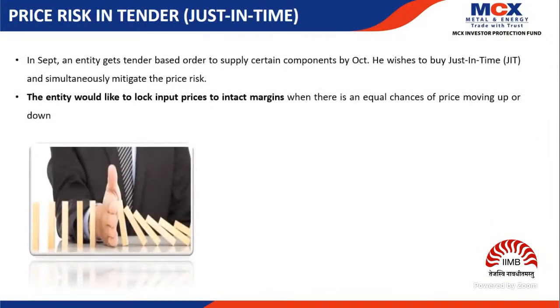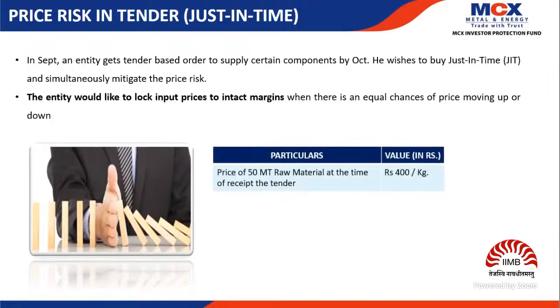Let's say in the month of September, I'll take the example of Ramesh and Suresh. Ramesh is a base metal dealer, and Suresh comes to Ramesh's office and says, boss, I want 50 metric tons of raw materials. So he gives him an order for 50 metric tons of raw materials. One metric ton is 1,000 kgs, so 50 metric tons is 50,000 kgs, for the month of April.